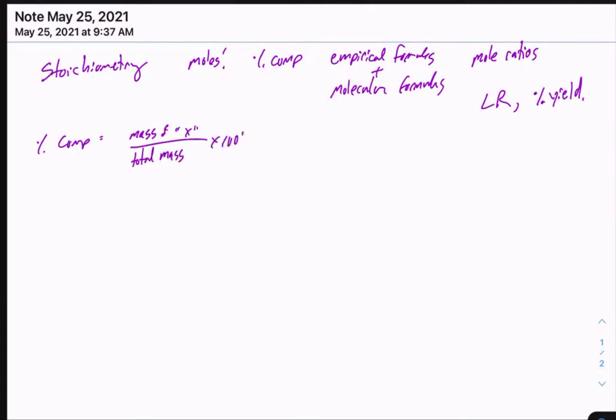Wait, I'm confused. What is the X on top? I need to be blank there. It's just a variable. So it's just like a mass number one times X. Mass of X over total mass. Oh. You can move to the front in case you had a hard time seeing that.